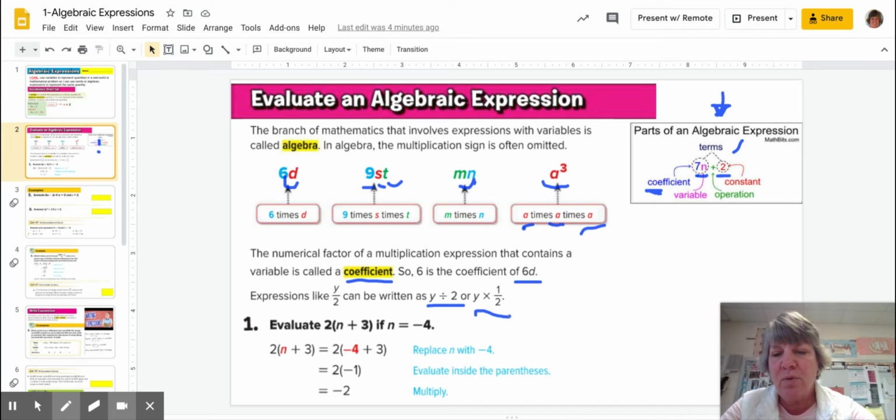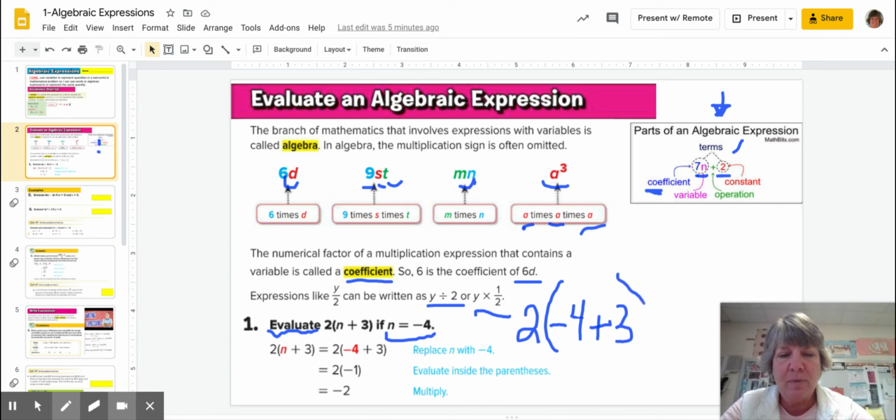All right. So number 1, I say evaluate 2 right next to n plus 3, if n equals a -4. So wherever I see an n, I will substitute the -4. So let's rewrite this. I have 2. For n, I'm going to put in a -4 plus 3 in parentheses. And so we know we solve what is in the parentheses first. I have a -4 plus 3.